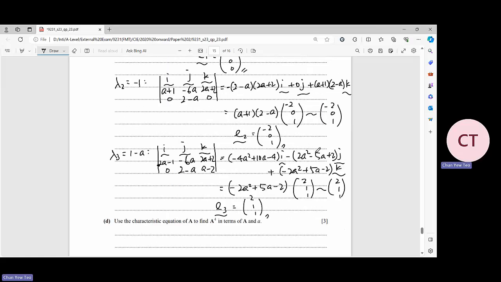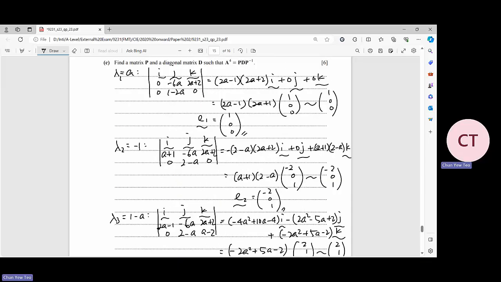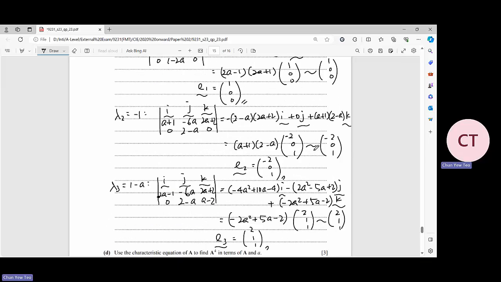So since we have found this answer for part C, oh, I haven't finished yet. Part C isn't finished yet. Not enough space already. So this is the answer. At the moment I can only find B. B is E1 1, 0, 0, and then E2 negative 2, 0, 1, and then E3 2, 1, 1. That is matrix B.